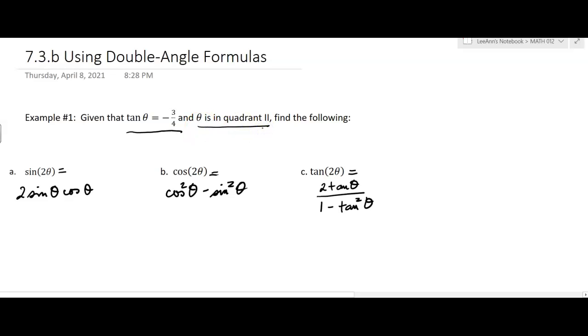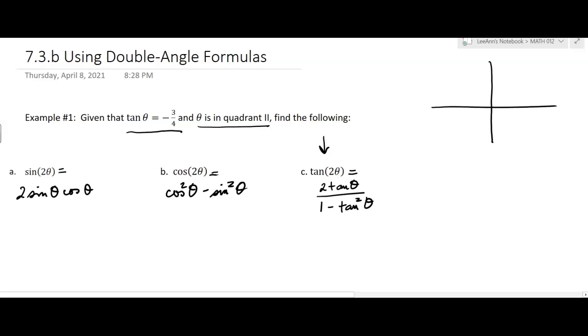Find the following. Okay, so everything we need to know is in terms of theta. Sine theta and cosine theta, that's what we need to know. Tangent theta, like we could do this one. We already know what the tangent of theta is. But this is all about drawing triangles, okay? So we've done this before, but here we go again.